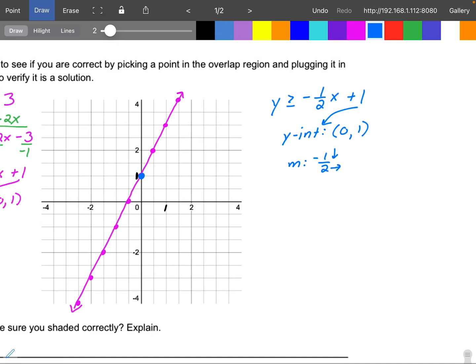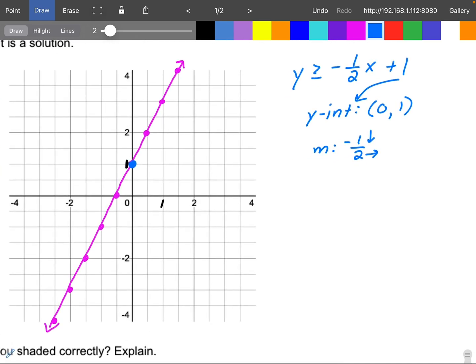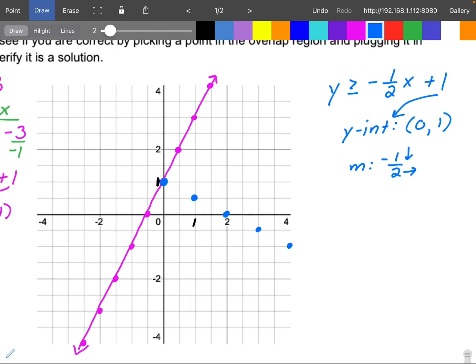But our slopes are different, so these aren't going to be the same line, but they are going to cross on the y-axis. So from that point, I'm going to count down 1, right 2, and then I'm going to do that over and over and over. Then I'm going to go backwards. I'm going to go up 1, left 2. All right, so there are all the points on that line.